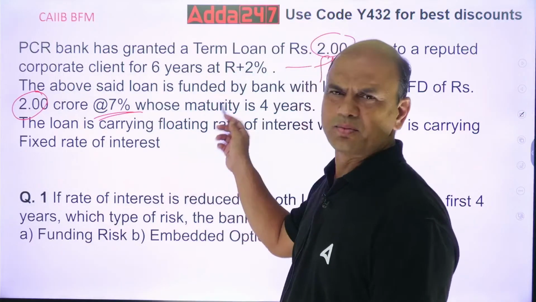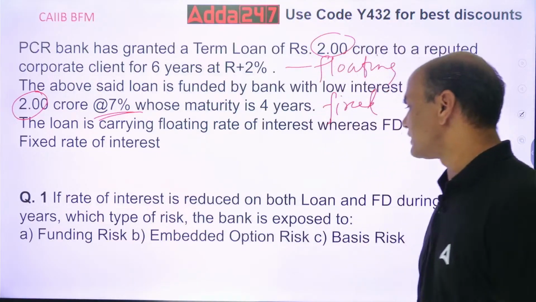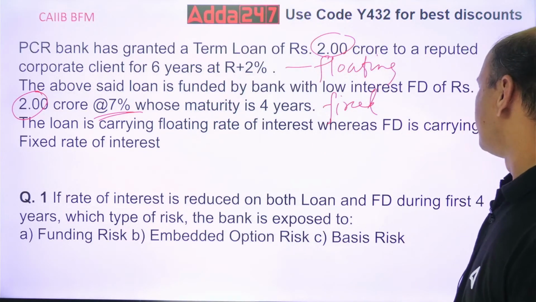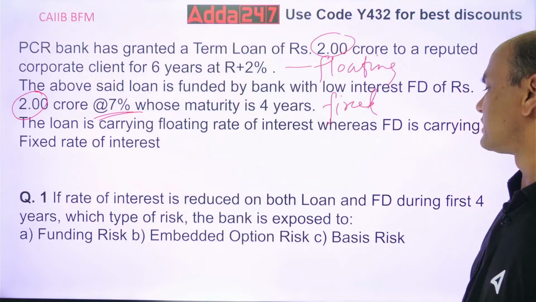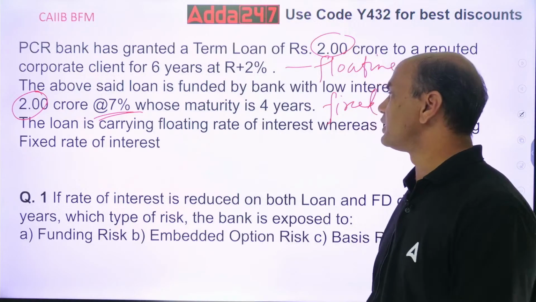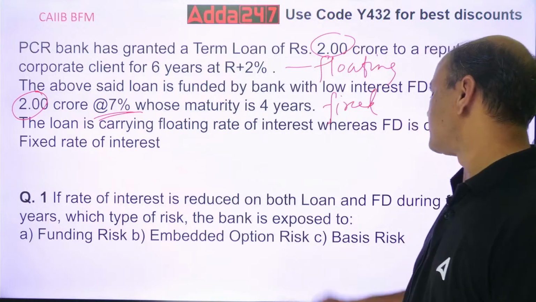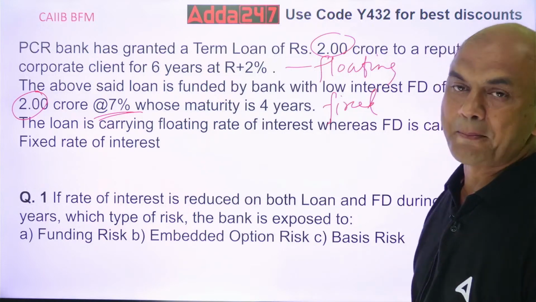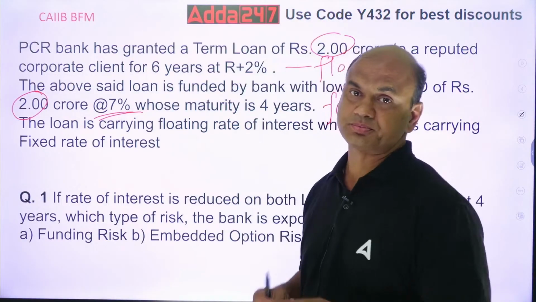So now look at the questions. Fixed rate of interest, everything you have got the case. Now look at the question. If the rate of interest is reduced on both loan and FD during first 4 years, which type of risk the bank is exposed to? So funding risk, embedded option risk or basis risk. Bank will be exposed to which type of risk?